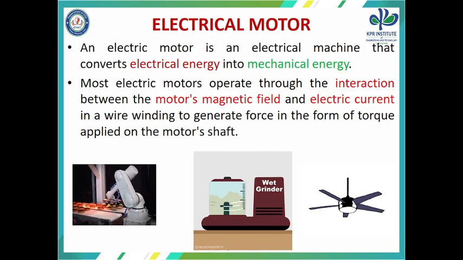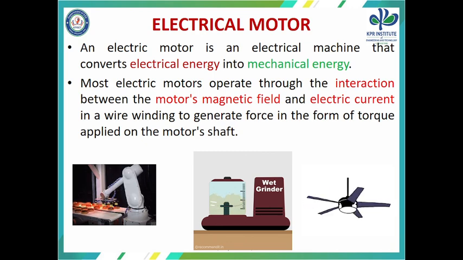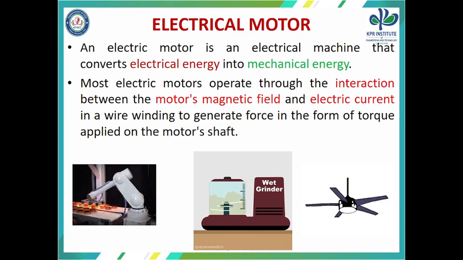Electrical motor. An electric motor is an electrical machine that converts electrical energy into mechanical energy. Most electric motors operate through an interaction between the motor's magnetic field and electric current in a wire winding to generate a force in the form of torque applied on the motor shaft. Here you can see three diagrams: a pick and place robot, a wet grinder, and a ceiling fan. These are all examples of electrical motors.